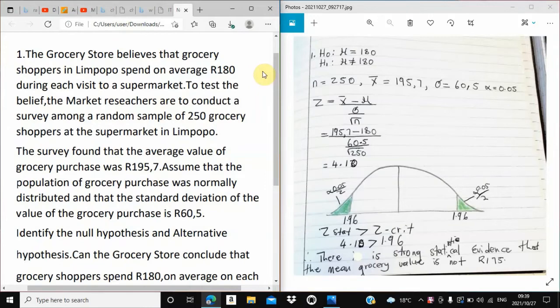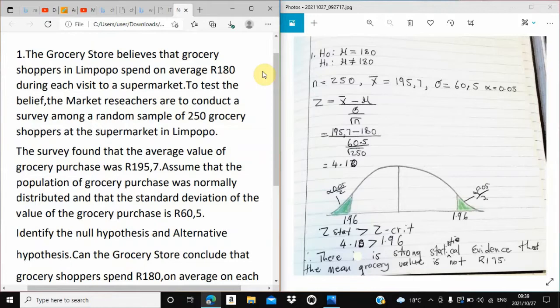Hypothesis, we regard it as a claim about a population parameter. It might be a claim about a certain mean. Many times we regard the mean as one of the parameters that we use, like the sample mean.